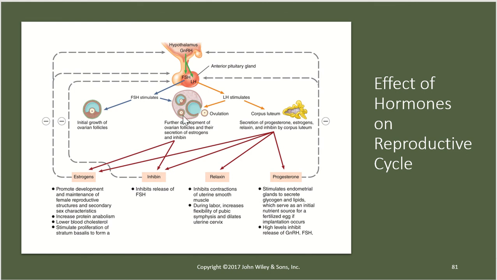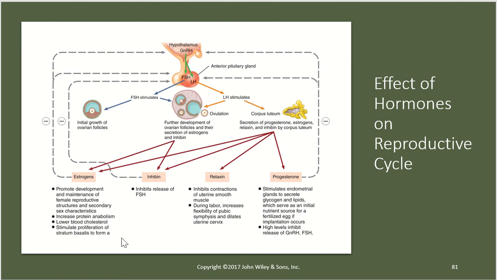So it's also important to remember that both this ovarian follicle and the corpus luteum are going to secrete hormones themselves. So the ovarian follicle is going to secrete estrogen and inhibin, while the corpus luteum is going to secrete all four hormones: estrogen, inhibin, relaxin, and progesterone.